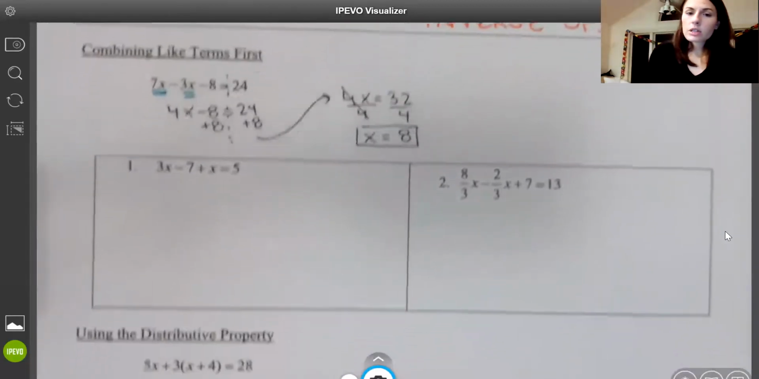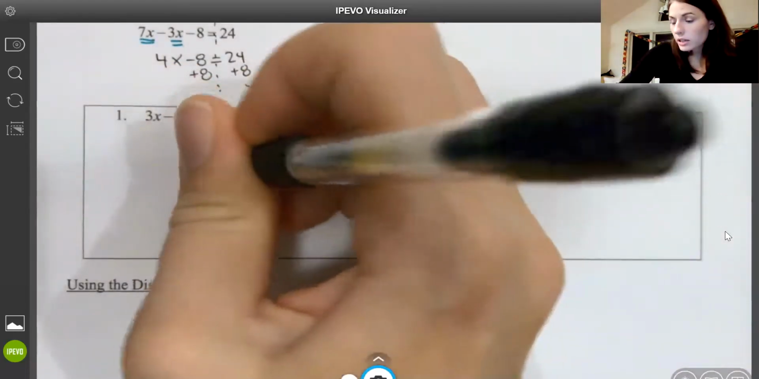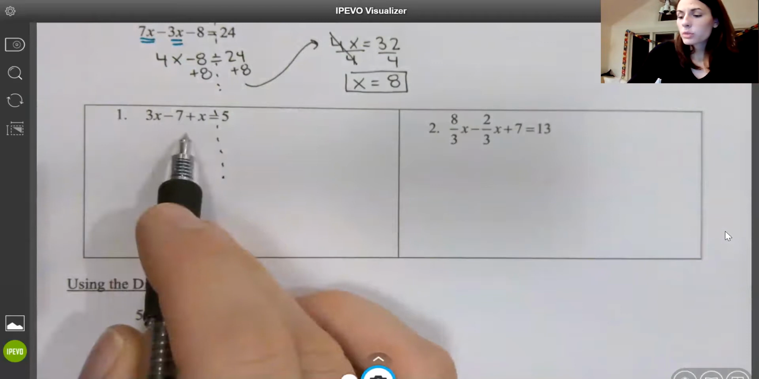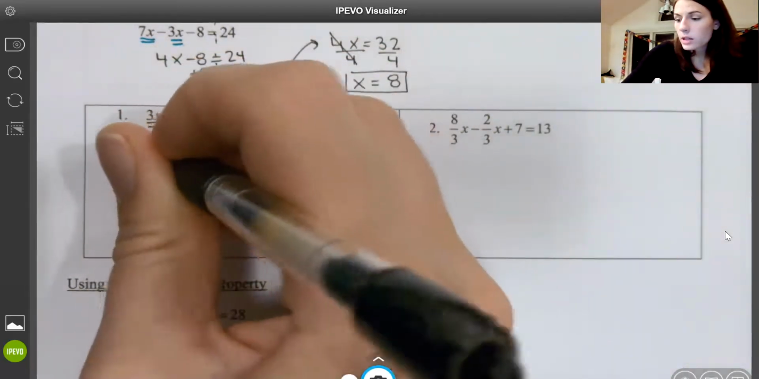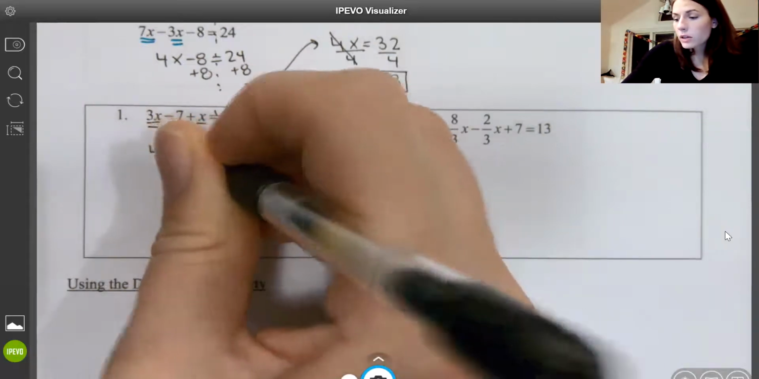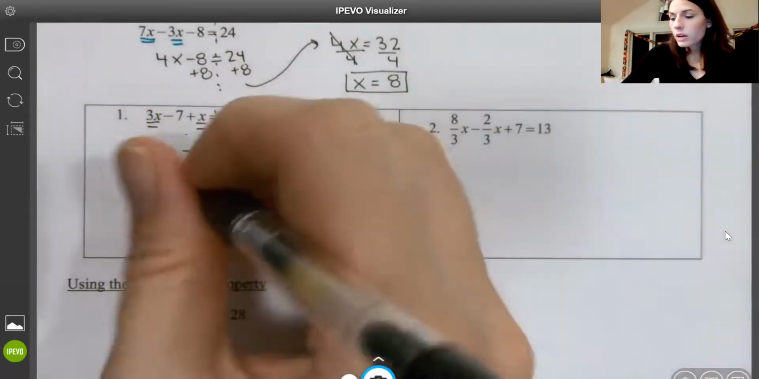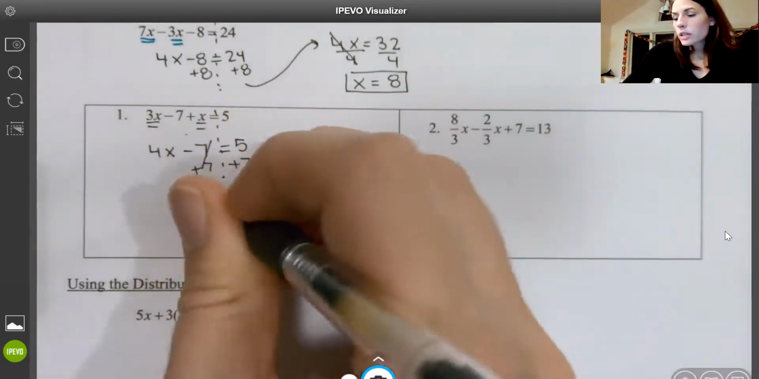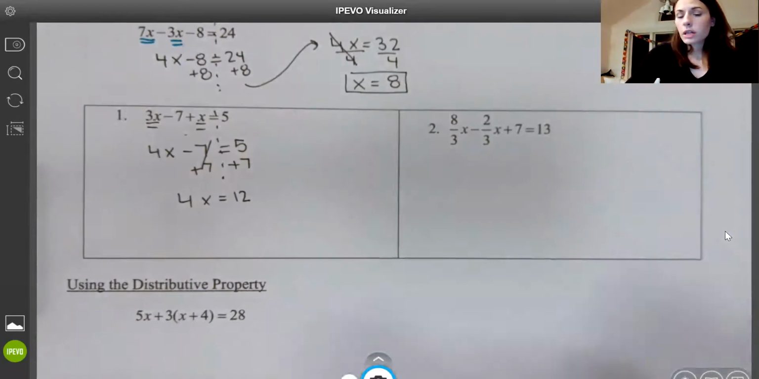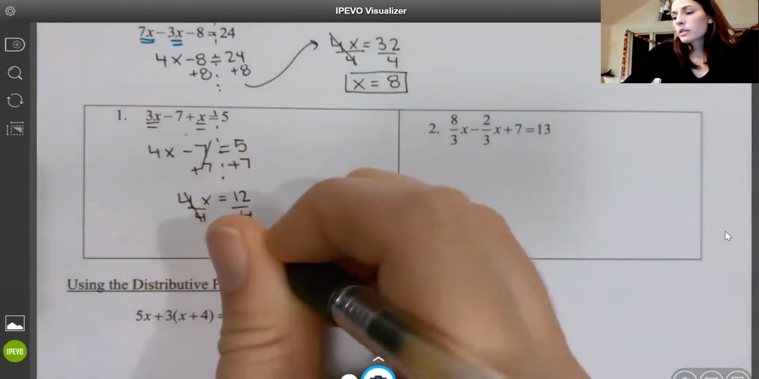So let's go through these next two examples relatively quickly. So again, same idea. I have like terms on this left-hand side of my equation. I have 3x and 1x, or I have 4x altogether. 4x minus 7 equals 5. And now to isolate x, I'll add 7. And 4x equals 12. And divide by 4. And x equals 3.